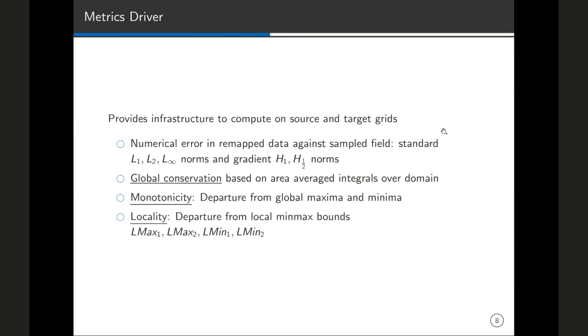And just a summary of what the metrics driver does: essentially, it computes different error norms, global conservation, monotonicity, like I said, the global maxima and minima, and locality as well, norms in the local min-max bounds.